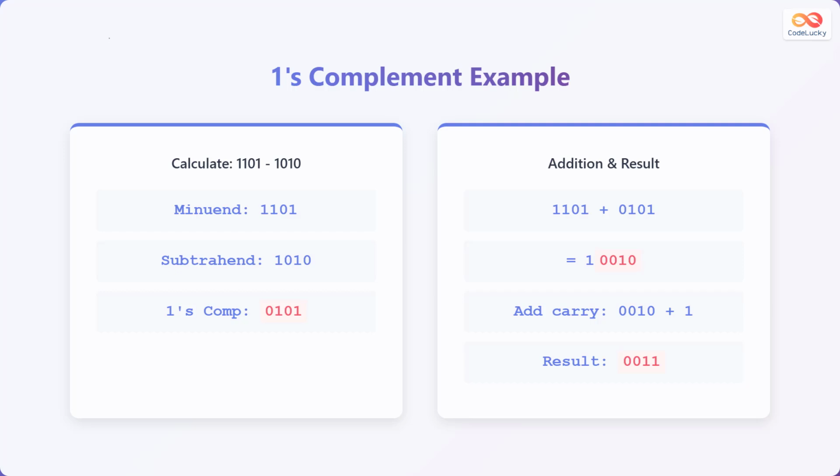Let's take a look at an example to understand this better. Suppose we want to calculate 1101 minus 1010 using the 1's complement method. The minuend is 1101, and the subtrahend is 1010. The 1's complement of the subtrahend, 1010, is 0101. Now we perform the addition. 1101 plus 0101 equals 10010. Since there is a carry, we add it to the result. So 0010 plus 1 equals 0011.